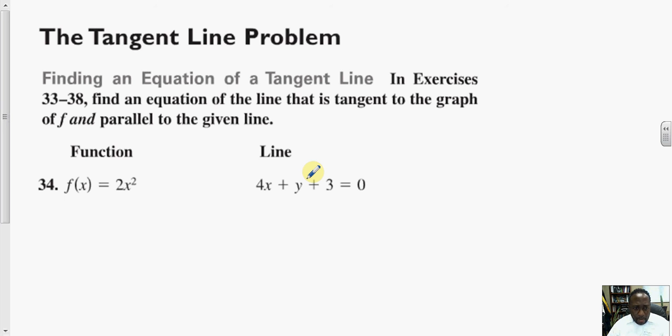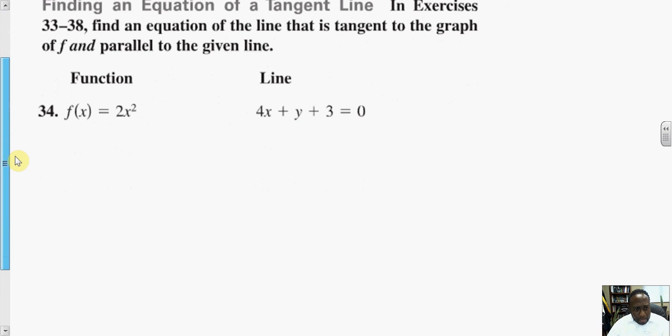The tangent line problem. Find an equation of the line that is tangent to the graph of f and parallel to the given line. For this type of problem, I think it's best to look at the graph of both the function f and the line.